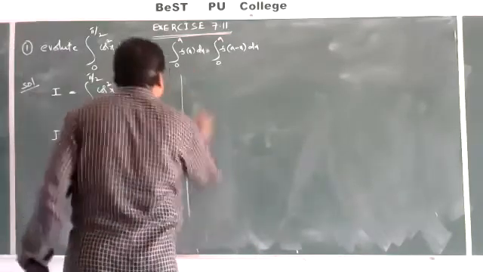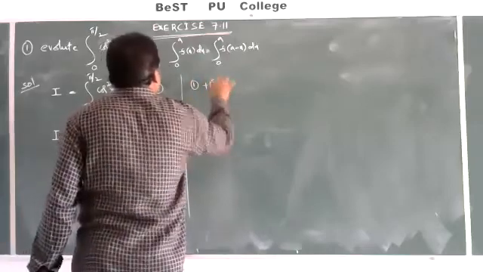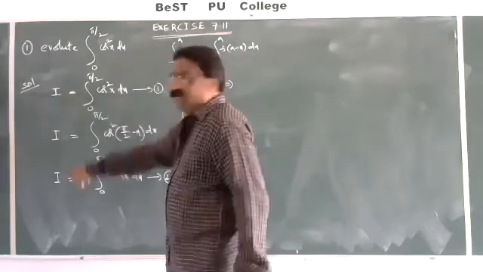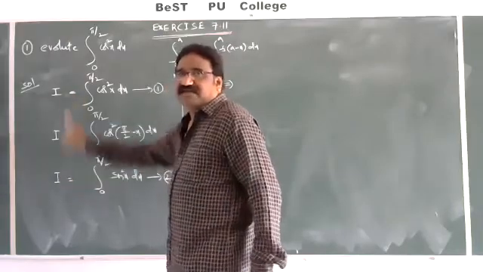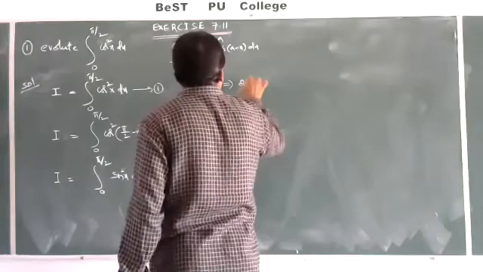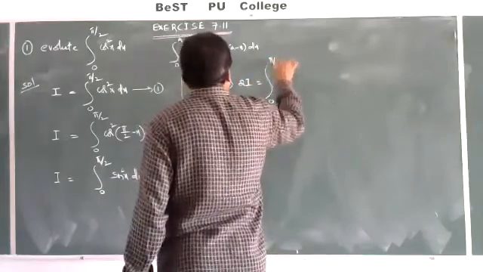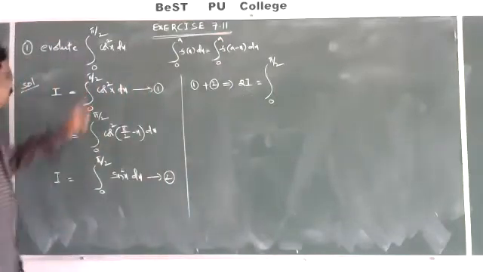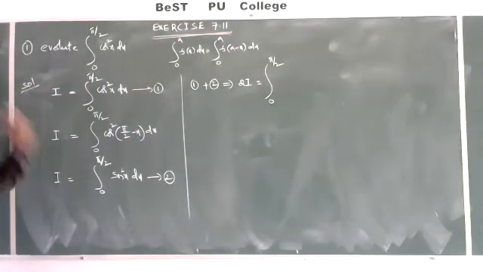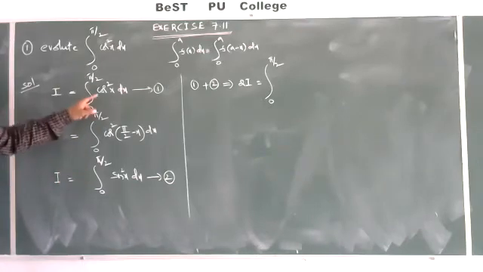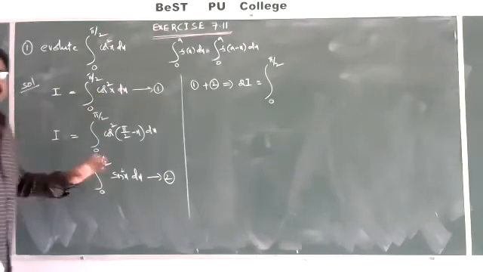Then 1 plus 2. 1 plus 2 implies LHS, this is I, this is also I. I plus I is 2I, which is equal to integral 0 to pi by 2. So both are the same integral. The limits are the same. That's why you write one integral 0 to pi by 2 of cos square x plus sin square x.